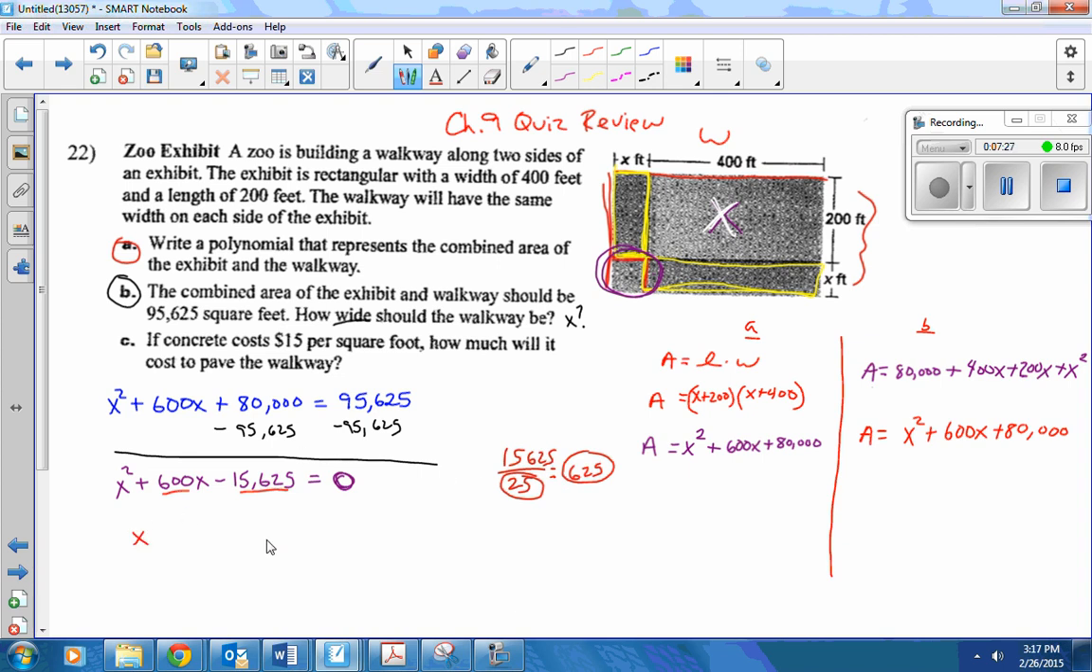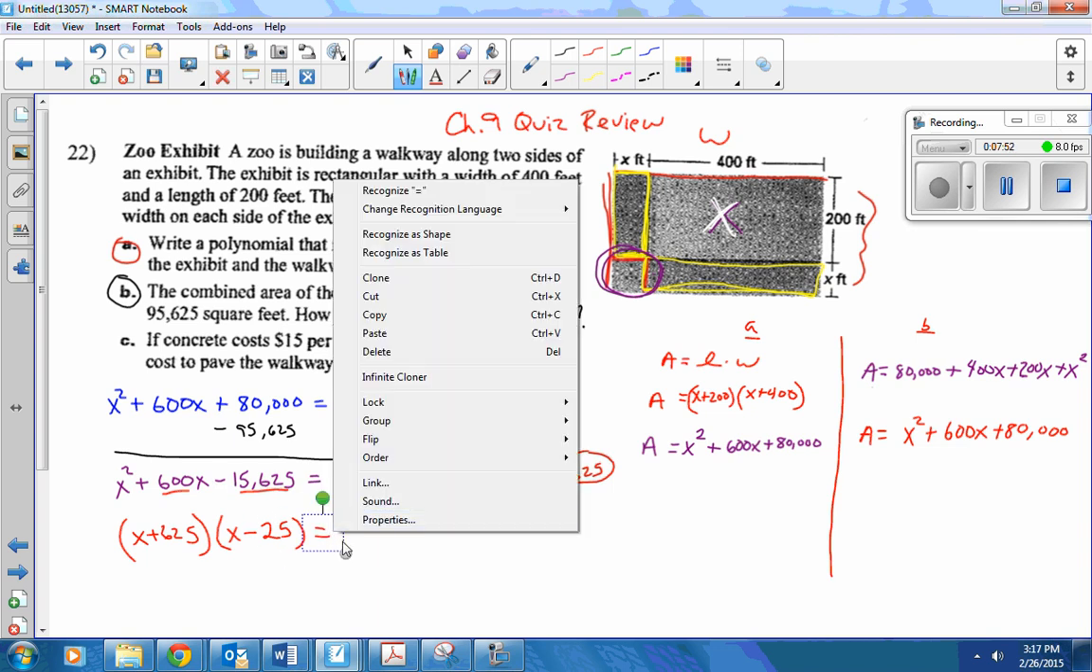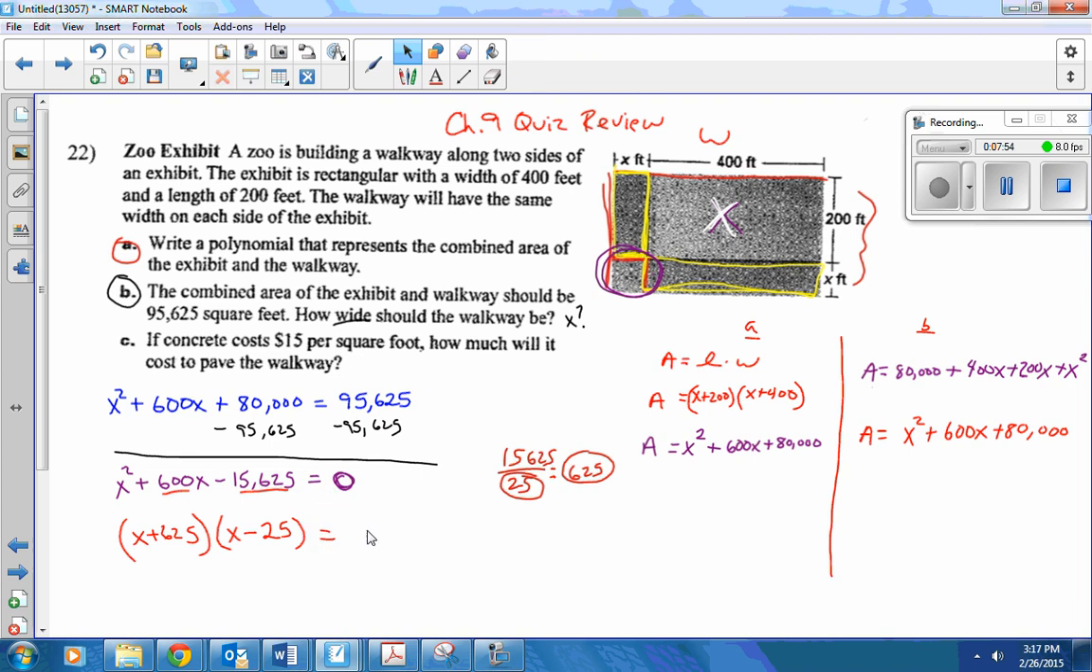So it looks like this. After I factor this out, I'm going to have a positive 625 and a negative 25. So now negative 25 and a positive 625 make 600, and 625 times a negative 25 make a negative 15,625. Still, all of it equals 0.